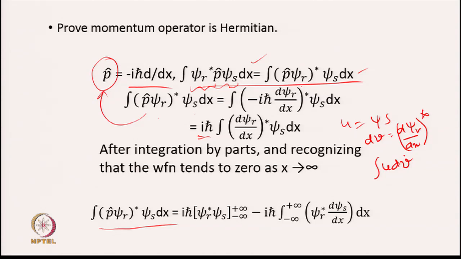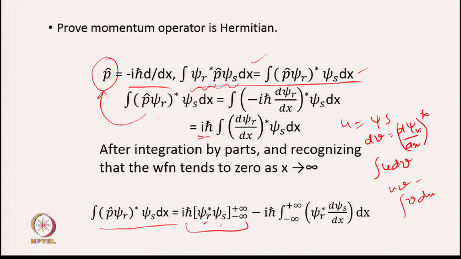Okay. When you do integration by parts, what will you get? u times v first. Here u is psi s, and dv is this, so v is psi r star, integrated from minus infinity to plus infinity. So the first thing is u times v, minus what? Minus the integral of v times du.